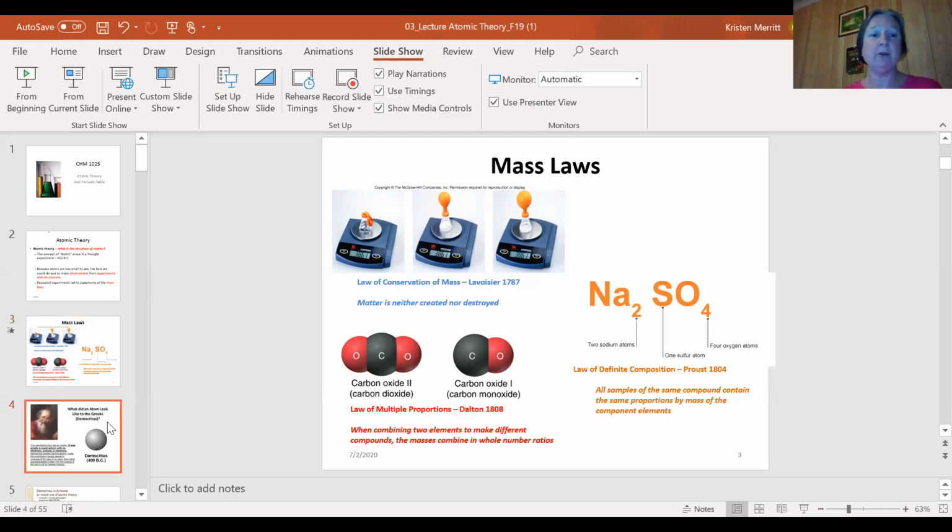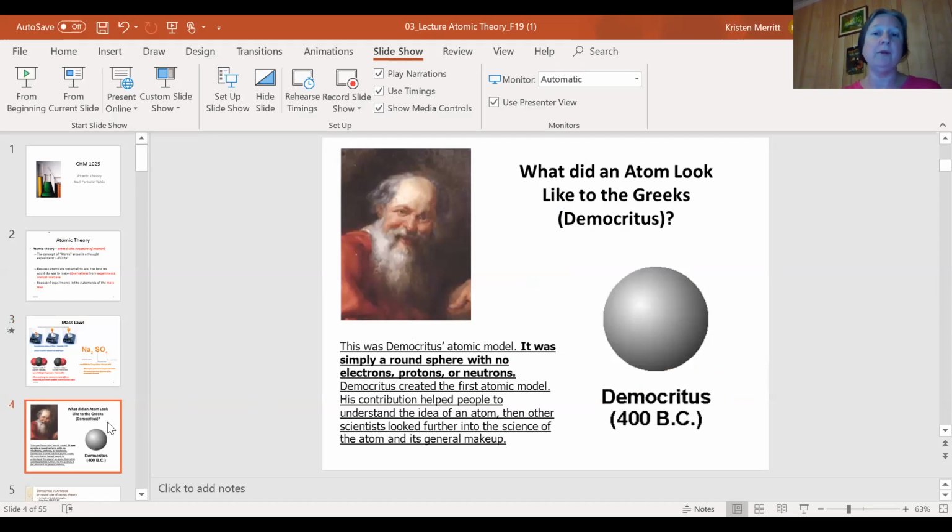So let's go back to 400, 450 BC. Democritus came up with the first atom. Atom is from atomos, from Greek. It means cannot be broken. Atomos, indivisible. The smallest part. Democritus came up with his atom, and his atom was just a sphere. It truly was the tiniest particle.